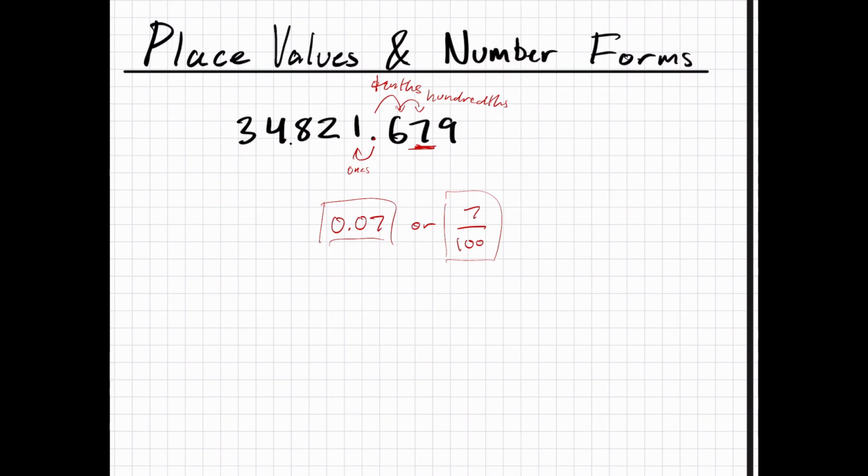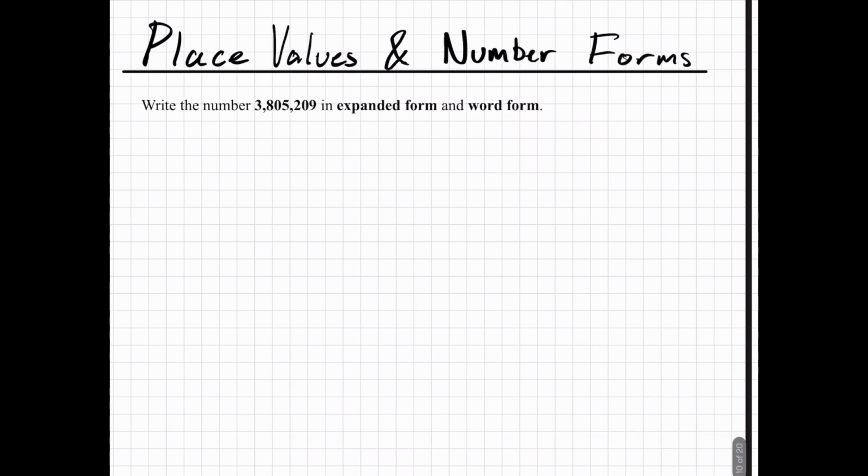There's one more practice question I want us to do before we finish our lesson for the day. And here it is. So I'm gonna have you pause the video, try this question, write the number 3,805,209 in expanded form and word form. Okay, pause the video and try expanded form and word form.